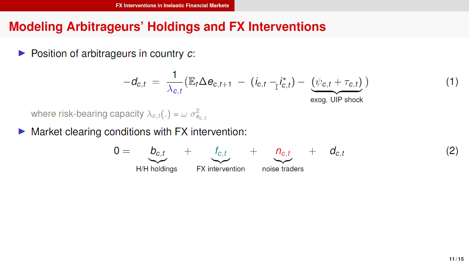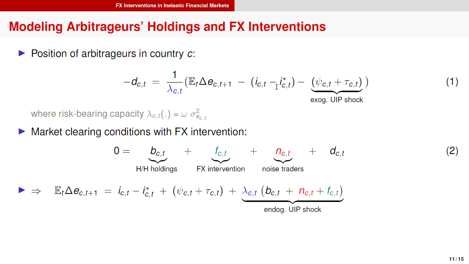If we substitute the second equation into the first one, if you put in the arbitrageurs' holdings from the second one into the first one, and everyone can do this with simple math, you can rewrite it as a modified UIP equation that's in my third line here, where the exchange rate movement from today to tomorrow is a function of interest differentials plus exogenous currency demand shocks, exogenous UIP shocks, plus these arbitrageurs' holdings, which I just call the endogenous UIP shocks, because those are the shocks that will lead to endogenous deviation in the uncovered interest parity condition.